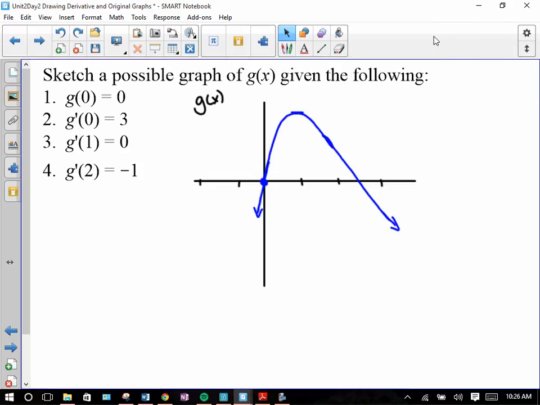Boom. You're done. Is that my graph? Does it meet the expectations? Does g of 0 equal 0? Yes. Does g prime of 0 equal 3? Yes, I made a pretty steep slope right there. Is g prime of 1, the first derivative at x equals 1, equal to 0? Yes. Is the first derivative at x equals 2 equal to -1? I made it look like that. That's about a slope of -1, that's a slope of 0, that's a slope of 3. Yeah, it's a sketch.